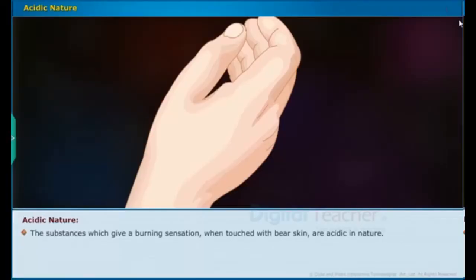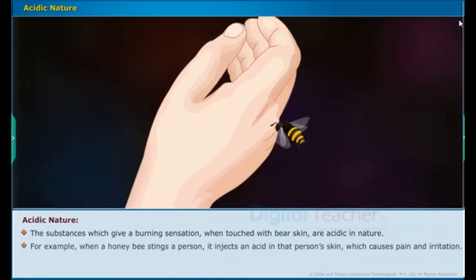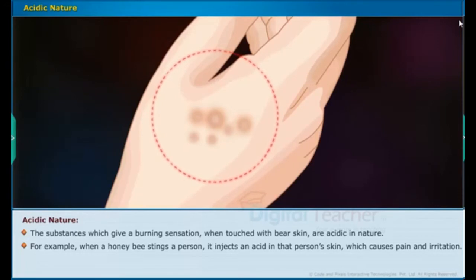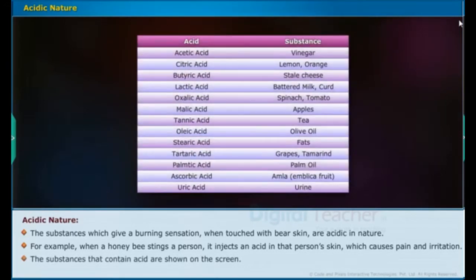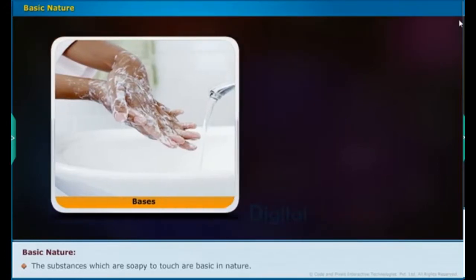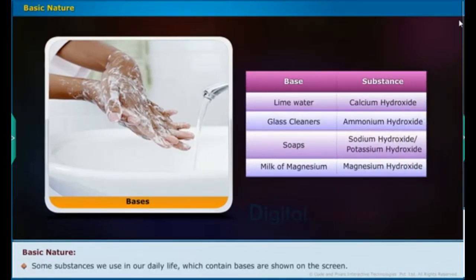The substances which give a burning sensation when touched with bare skin are acidic in nature. For example, when a honeybee stings a person, it injects an acid in that person's skin, which causes pain and irritation. The substances that contain acid are shown on the screen. Let us know about the basic nature of the substances. The substances which are soapy to touch are basic in nature. Some substances we use in our daily life which contain bases are shown on the screen.